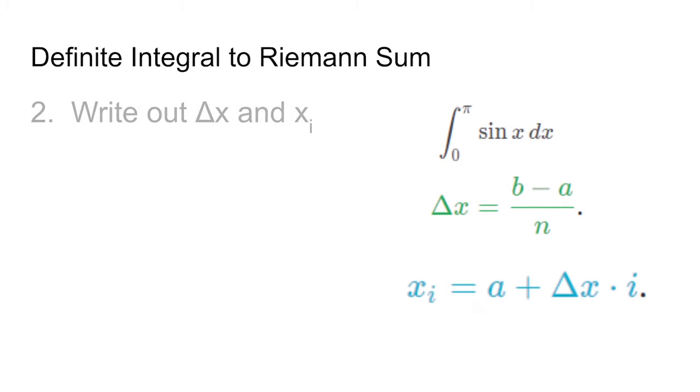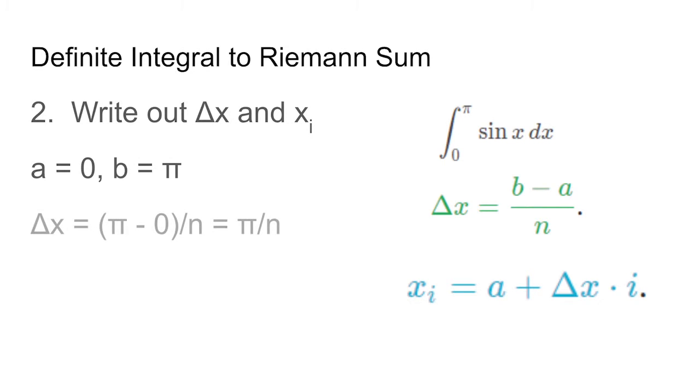Now our second step is to write out delta x and x sub i. And we can do this using the formulas to our right. We know our limits of integration are 0 to pi. And when we plug this in the delta x formula, we get delta x is pi over n. Plug this into the x sub i formula, we get x sub i equals pi times i over n.